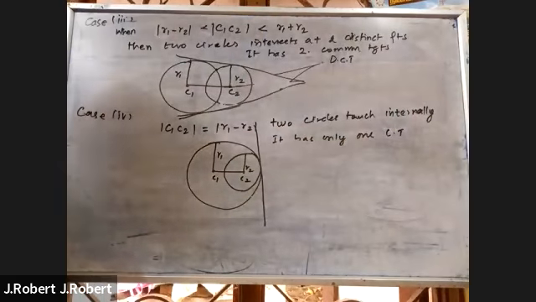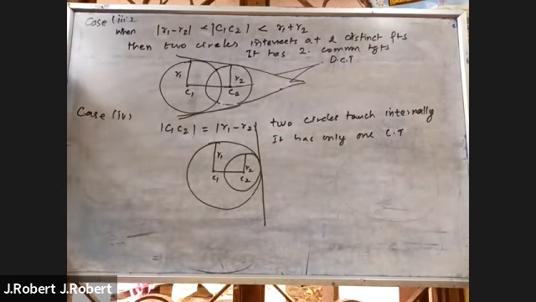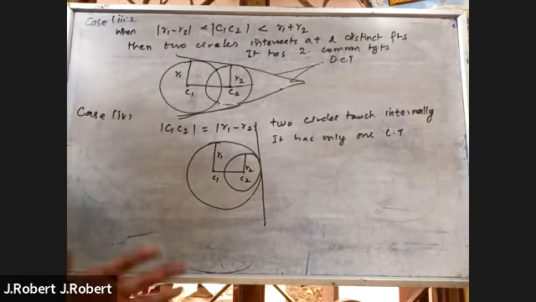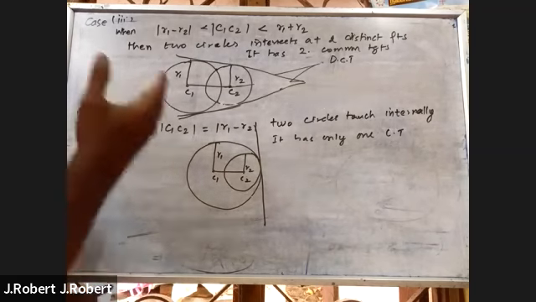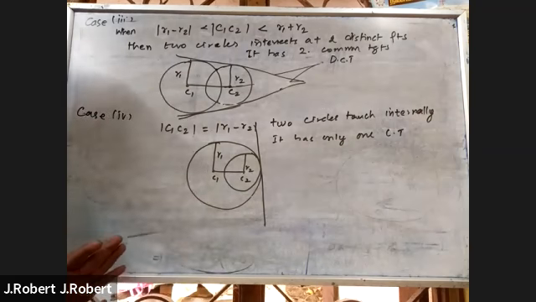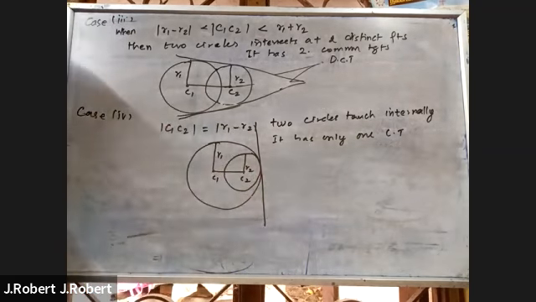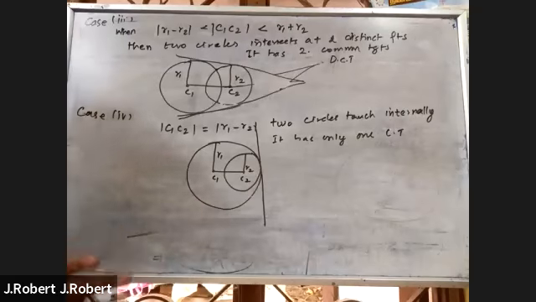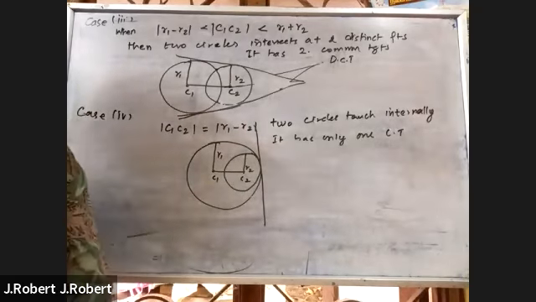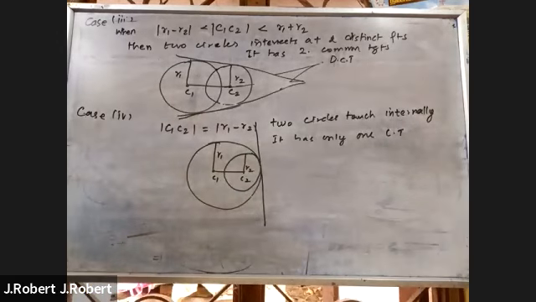We have discussed 4 cases. First case, neither touch nor intersect, then the number of common tangents is 4. The second case, both touch externally, then the number of common tangents is 3. Case 3, they intersect at 2 distinct points, then it has 2 common tangents. Finally, they touch each other internally, then it has only 1 common tangent. This is a comparative study given for intersection of circles. Very, very important. Please note down these 4 cases.